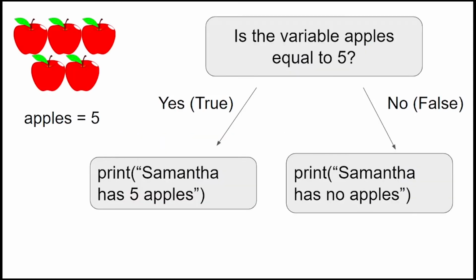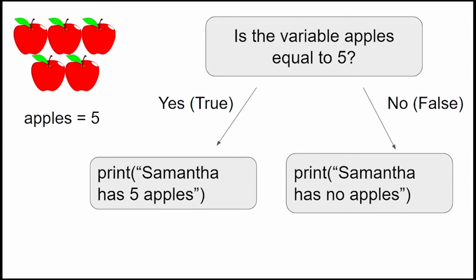So for an example, let's say I have 5 apples, and we have a conditional statement that said, if apples equals 5, print Samantha has 5 apples, else print Samantha has no apples. So for this scenario, it would print Samantha has 5 apples, because in the beginning, I stated we began with 5 apples, so the condition is true, so it would go to the action that it is printing.